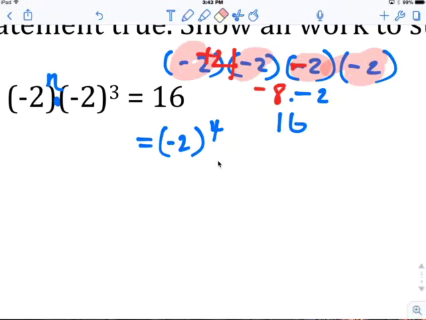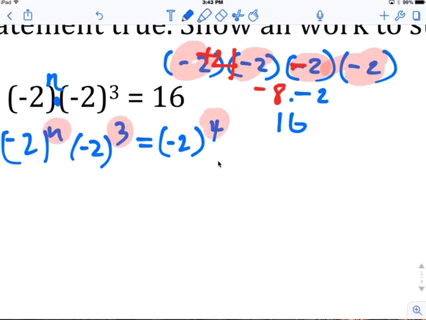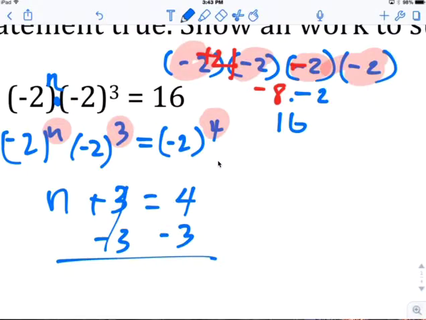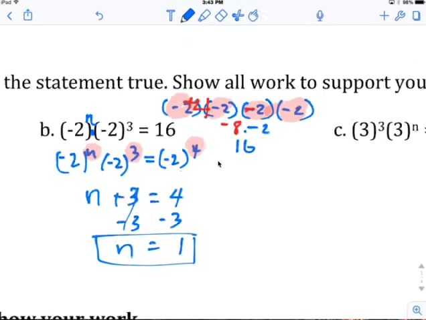Let's rewrite this. This is -2 to the n times -2 to the 3rd. So we would need to add these two together to get that. So obviously n plus 3 equals 4. So n has to be 1 because 1 plus 3 is 4, right? Or if you need to solve equations to do this. Okay, so n is 1.